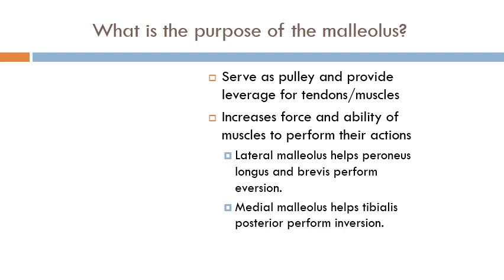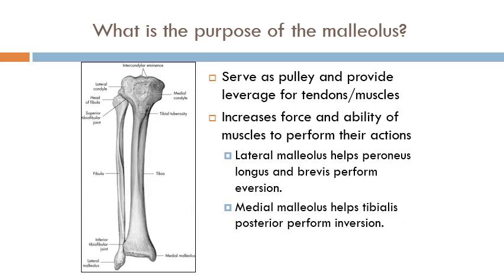So the medial and lateral malleolus actually do a similar thing. Again, they're not sesamoid bones. They're just large projections off of regular long bones, but still the same idea. The lateral malleolus helps the peroneus longus and brevis perform eversion, because of the way those tendons come across. If we look here, you can see the lateral malleolus, and you can see the medial malleolus.